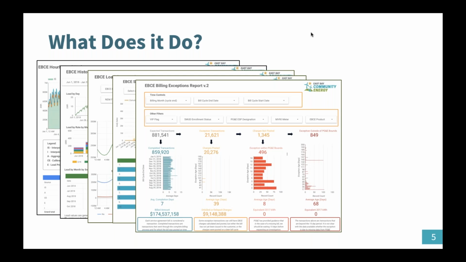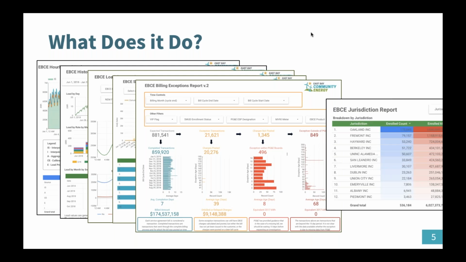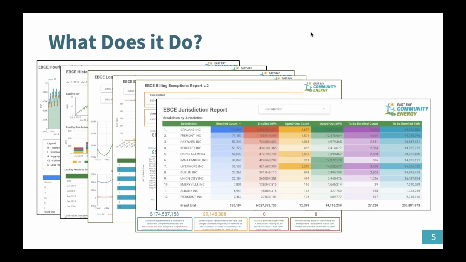But then you have some transactions that are either in orange or red or dark red, which are exception transactions that are either pending completion or there's a piece of information that's missing that's preventing us from completing those transactions. Again, this is a shadow report. We're doing this just to make sure that we have good visibility into the transactions going on with our system. And then finally, the jurisdiction report.